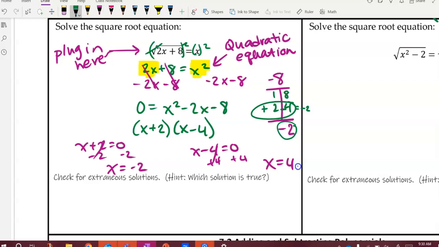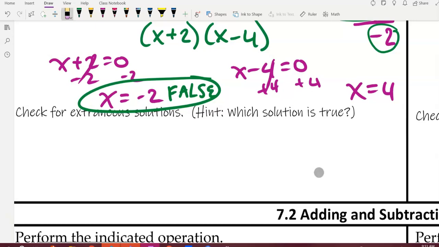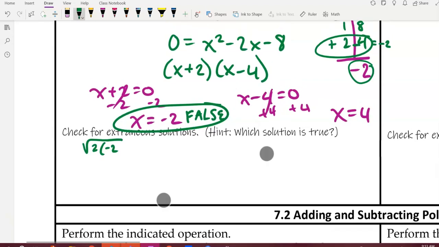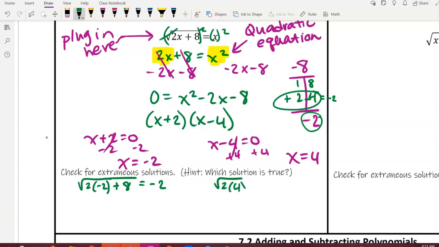All right, so checking for extraneous solutions, let's start with -2 first. So starting with -2 first, we're going to have the square root of 2 times -2. And all I'm doing is taking this x value and plugging it into the original equation. So we have 2 times -2 plus 8 equals -2. On the other side, we have the square root of 2 times 4 plus 8 equals 4.